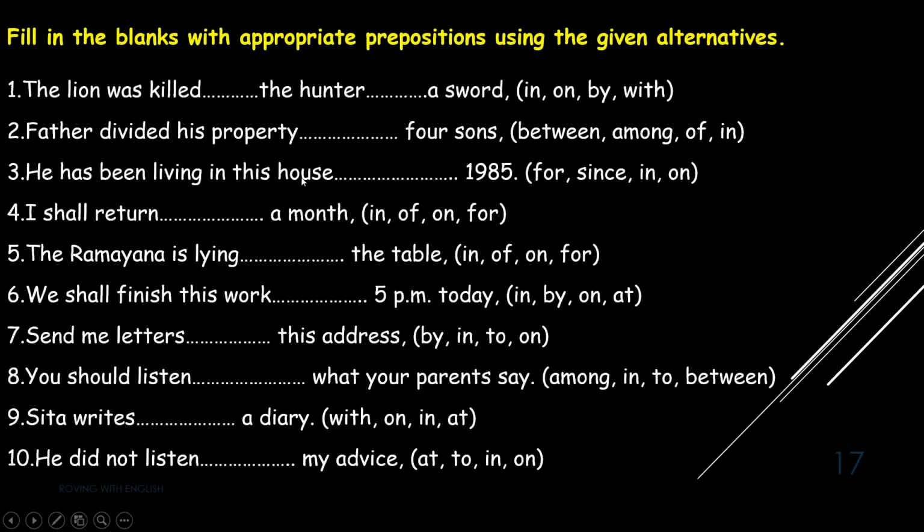He has been living in this house, dash, 1985. For, since, in, or on. I shall return, dash, a month. In, of, on, or for. The Ramayana is lying, dash, the table. In, of, on, or for. We shall finish this work, dash, 5 p.m. today. Send me letters, dash, this address. You should listen, dash, what your parents say. Sita writes, dash, a diary. He did not listen, dash, my advice.